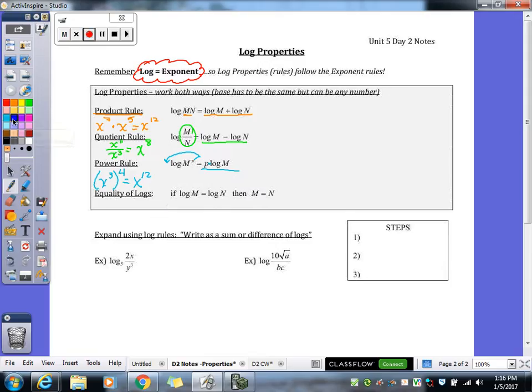So you're still multiplying them just like you would with your exponent to exponent. And then the equality of logs, we're going to get to this a little bit more in the next couple of days. If you have log m equals the log of n, you just drop the logs and the two letters are equal to each other as long as the logs are the same. But as I said, we're going to deal with that one a little bit more in a couple of days. We're focusing right now pretty much on these top three.